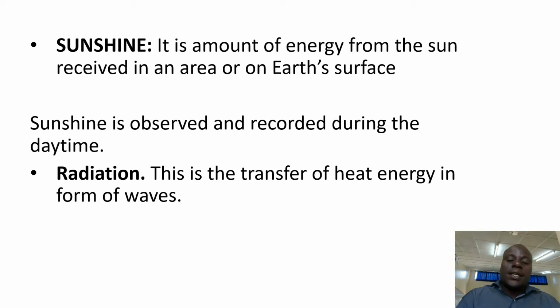So what is sunshine? It is the amount of energy from the sun received in an area or on Earth's surface. The amount of energy from the sun that an area or Earth's surface receives is what we call sunshine.